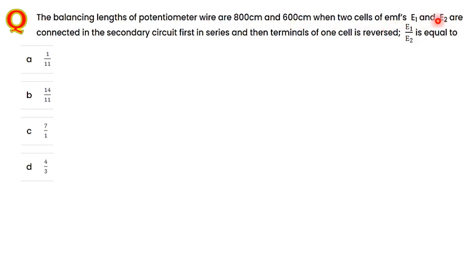When two cells of EMF E1 and E2 are connected in the secondary circuit. Say the first one is the primary circuit, which is having only the wire, and in the secondary circuit you are going to have two cells with the EMF E1 and E2. First, both are connected in series. That length is L1, that is 800 centimeter. And then the terminal of one cell is reversed. I will just show you.